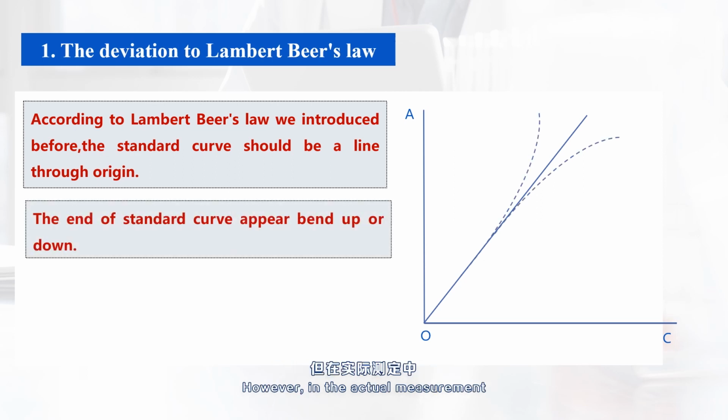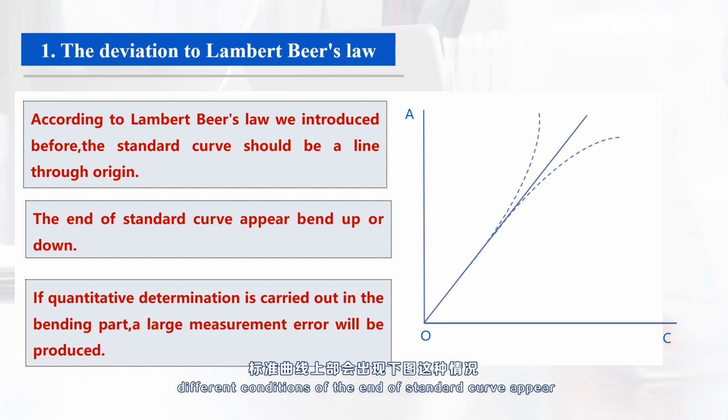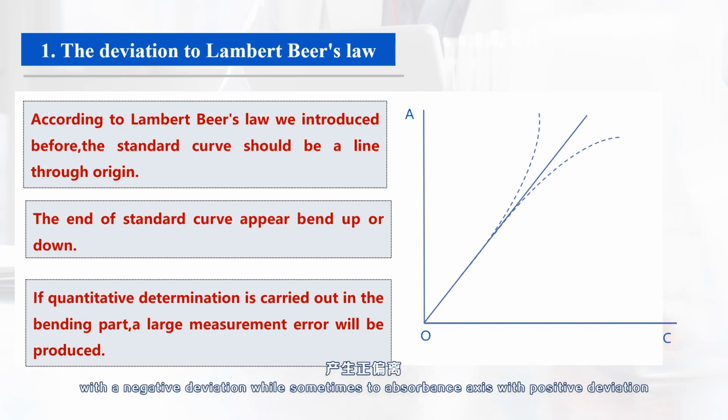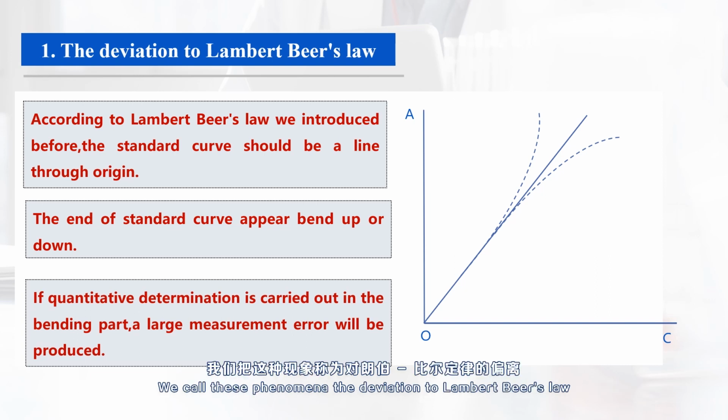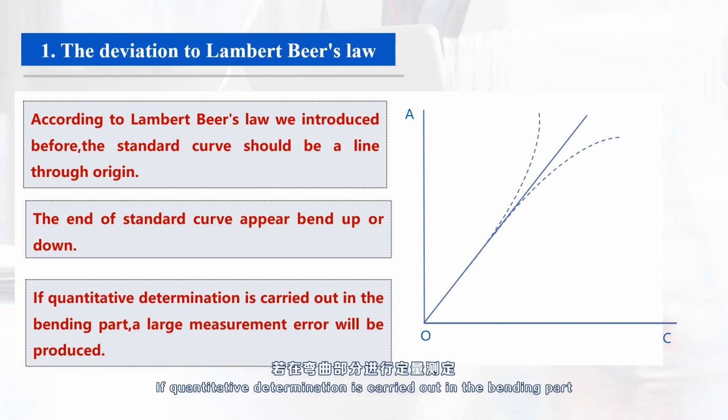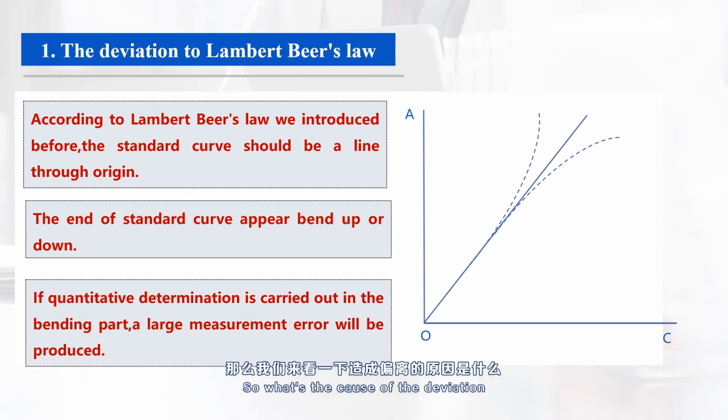However, in the actual measurement, different conditions of the end of standard curve appear, as shown in the figure. Sometimes the curve end bends to the concentration axis with a negative deviation, while sometimes to absorbance axis with positive deviation. We call these phenomena the deviation to Lambert-Beer's law. If quantitative determination is carried out in the bending part, a large measurement error will be produced. So, what's the cause of the deviation?